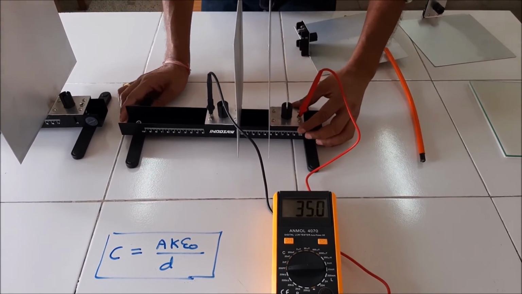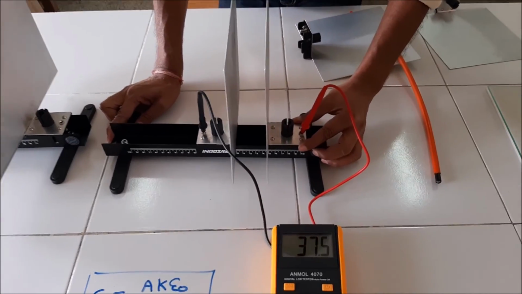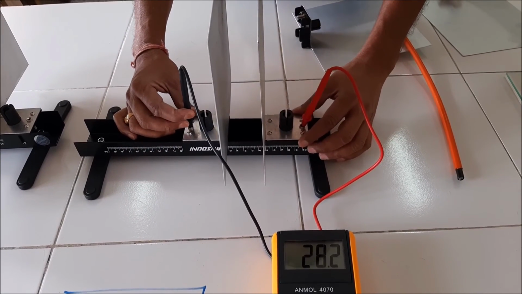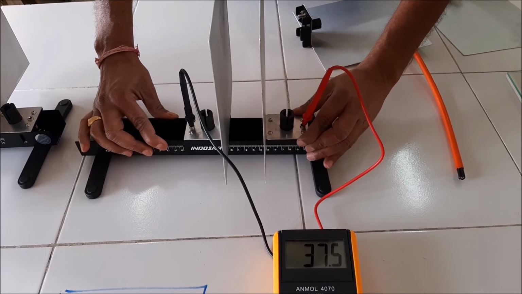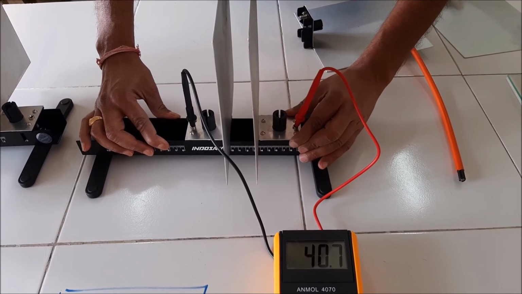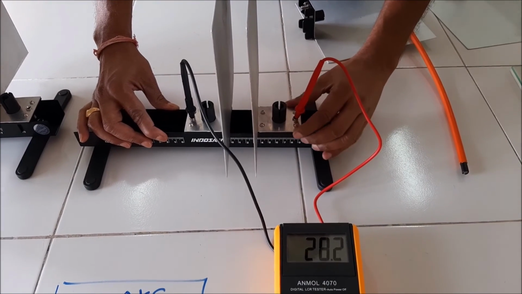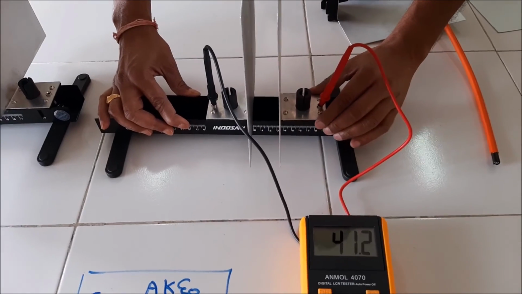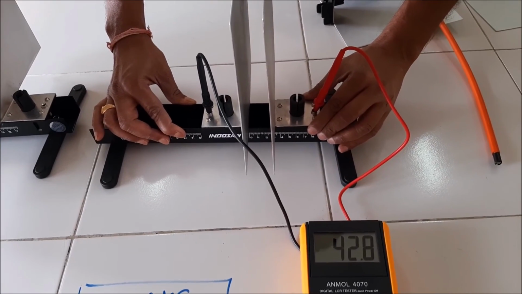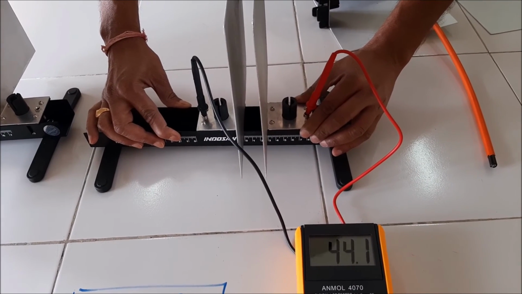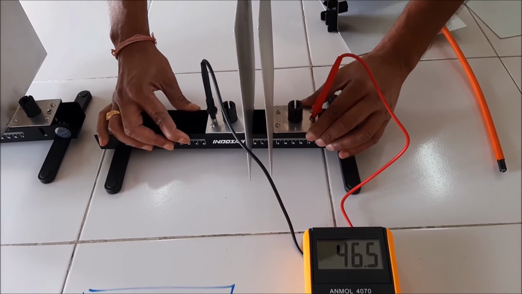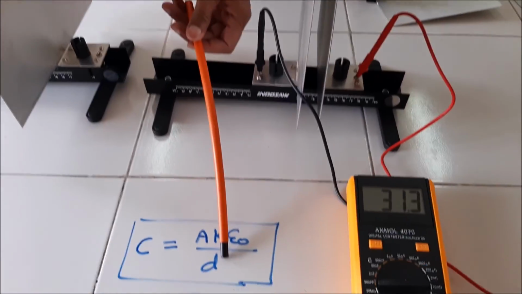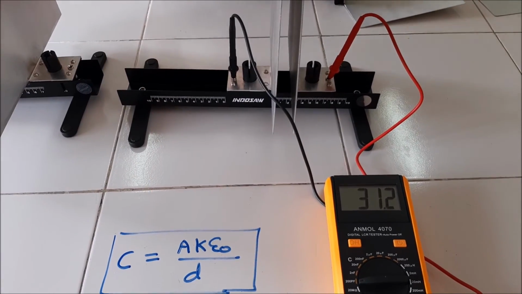Then, dear student, when we decrease the distance, it is clearly seen here the capacity increases. From 20 it becomes 25, 42. As we decrease the distance, its capacity increases. That means it is experimentally verified that when we decrease d, capacity increases.